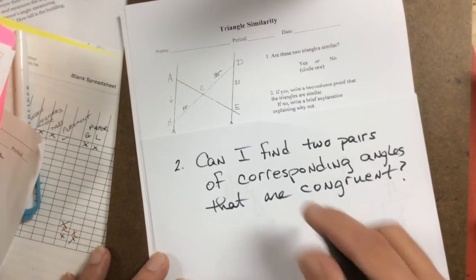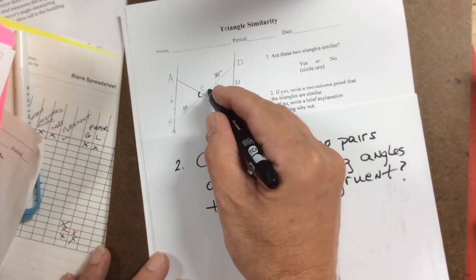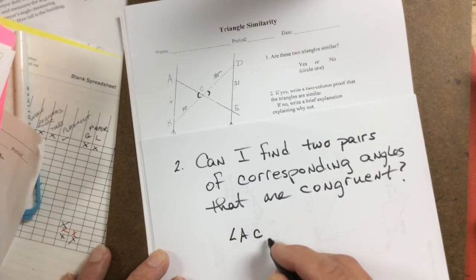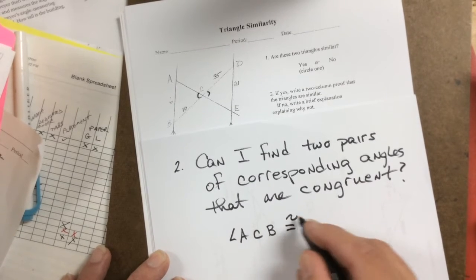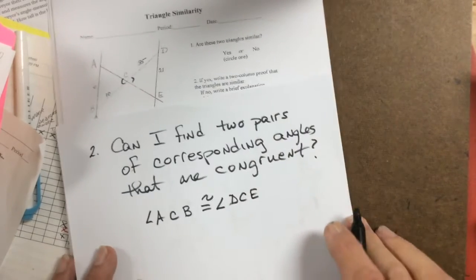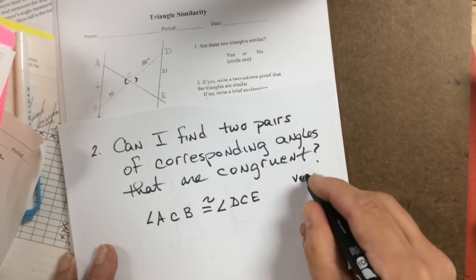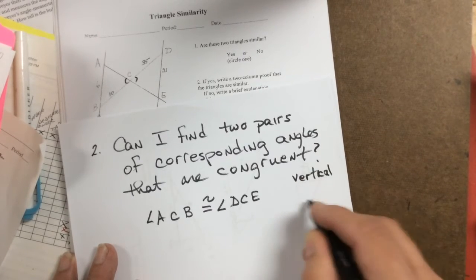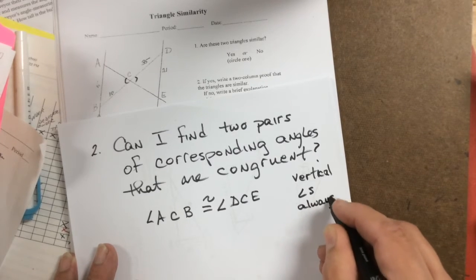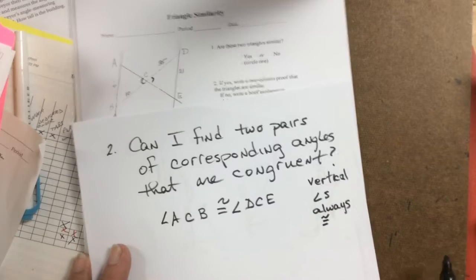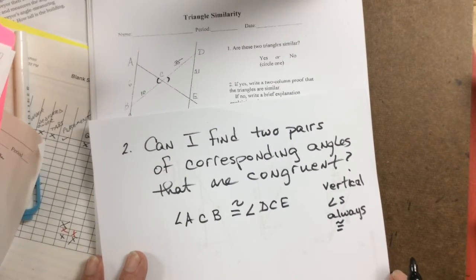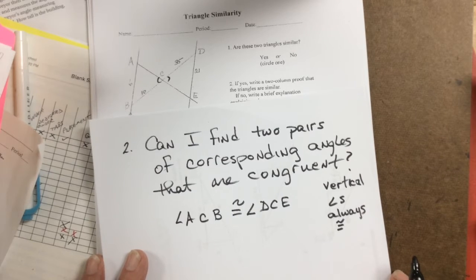But here's something you can tell right away. These 2 are vertical angles. So angle ACB is congruent to angle DCE. And the reason for that is vertical angles are always congruent. Okay? So that's one pair of angles. Do we see any others?